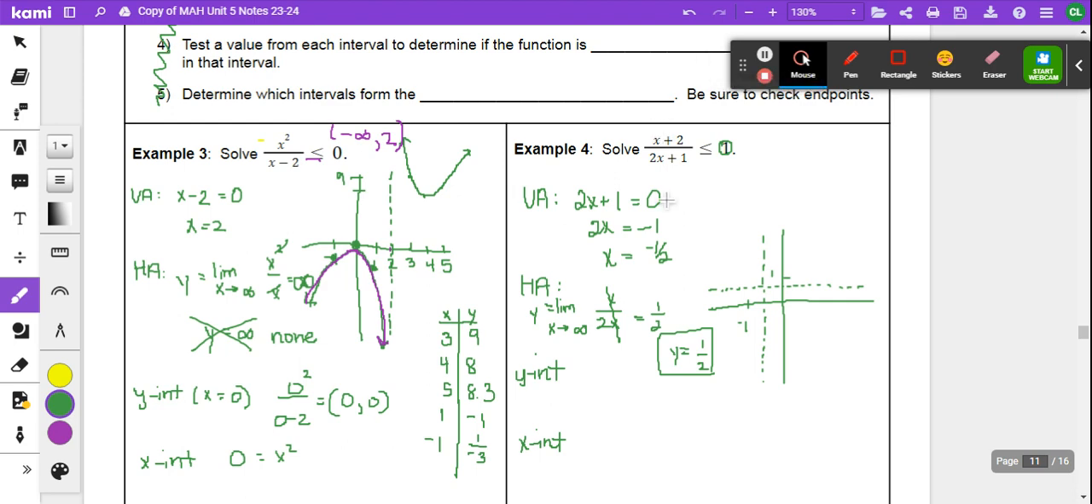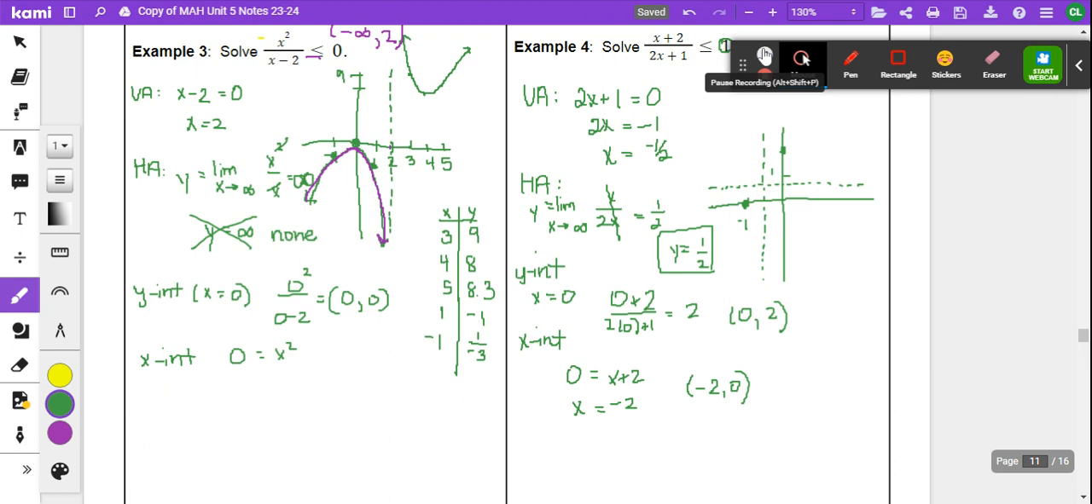The y-intercept, remember to plug in 0, x equals 0. And then the x-intercept, remember that is the numerator equals 0. So push pause, come back, and remember to write these as points, please.